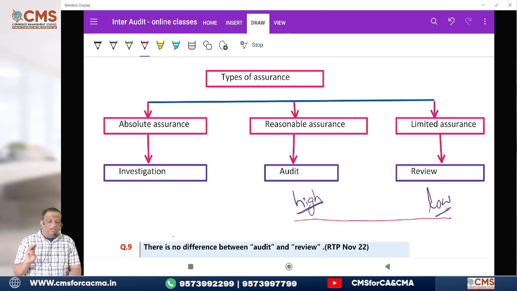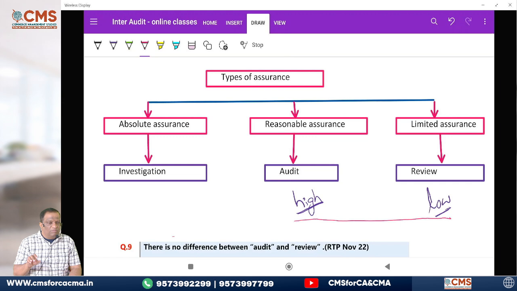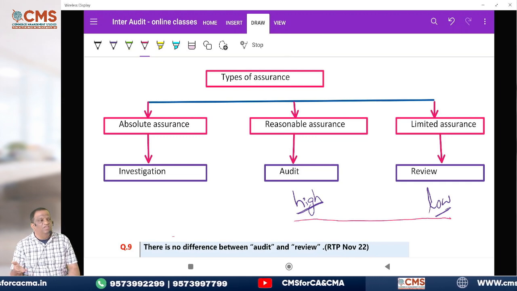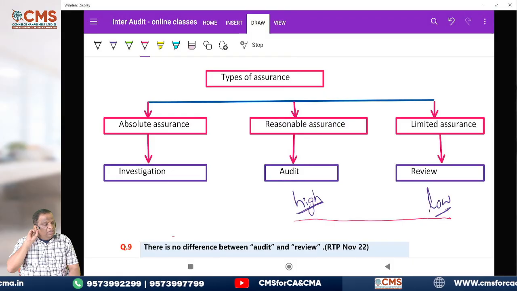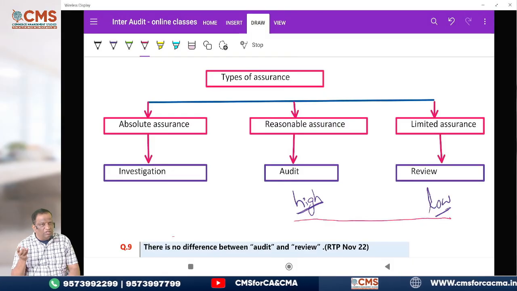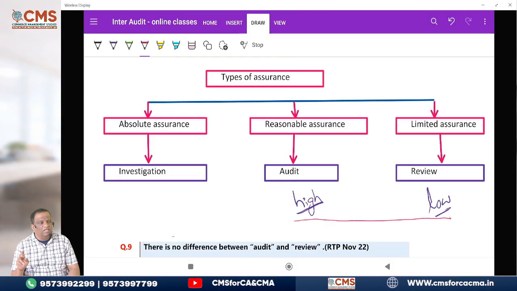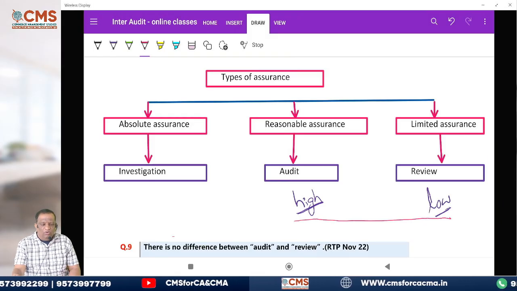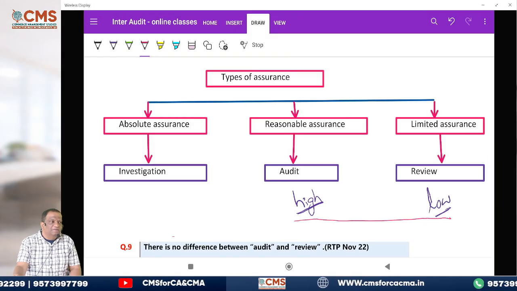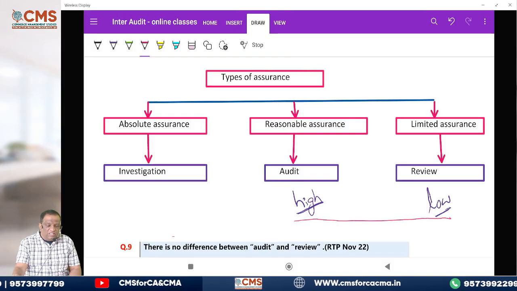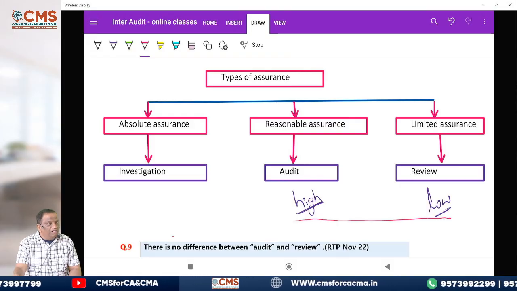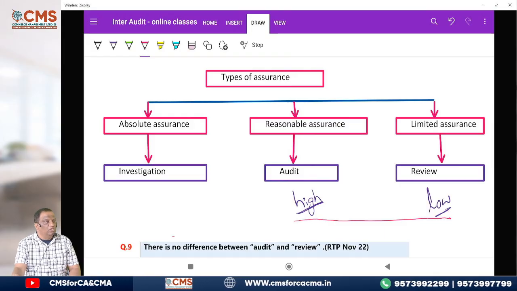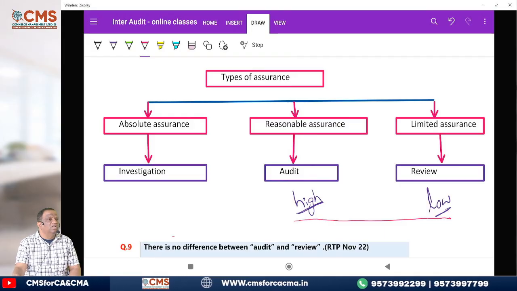Earlier we said there are 2 types of assurance, but now that we are getting a little deeper into it, we will reframe those sentences. There are 3 types of assurance: absolute assurance, reasonable assurance, and limited assurance. Now, without looking also, you would be able to answer. Who would be involved with absolute assurance? Investigator. And who is involved with reasonable assurance? Auditor. These 2 we have already covered. And the third person we are covering is this reviewer. So, reviewer is concerned with the limited assurance.